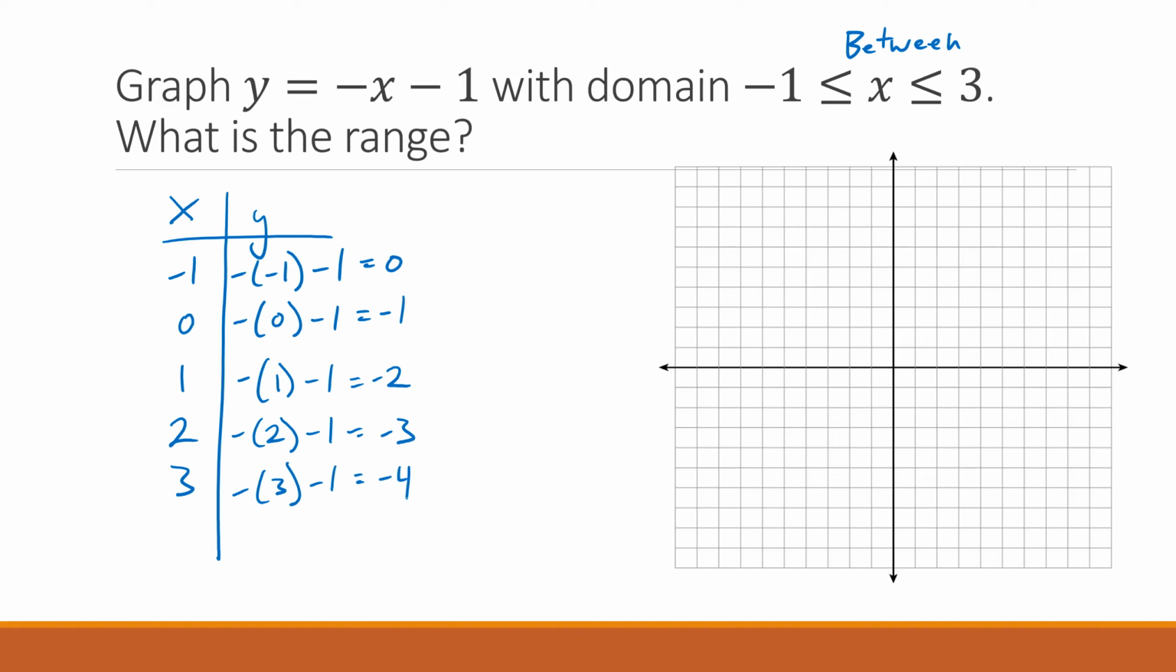Here are some points to plot. So, over -1, up 0. Over 0, down 1. Over 1, down 2. Over 2, down 3. Over 3, down 4.